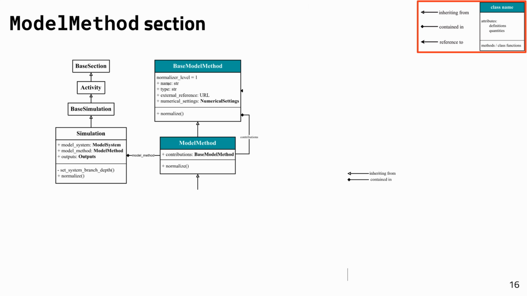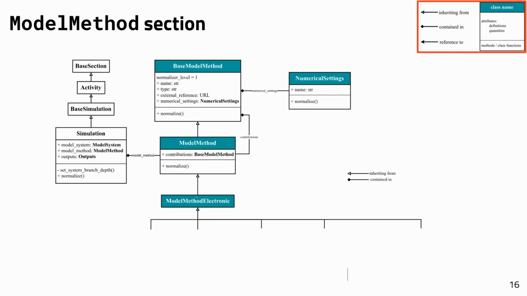And if you see here, besides name, type, and external reference, in case there is some reference you want to add, there is also the subsection called numerical settings. This one I'm going to show you in the next slide. So now we are just going to focus on which kind of model methods, or Hamiltonians, or mathematical models we want to use for this. And the idea is that you will always inherit from this class here, model method.